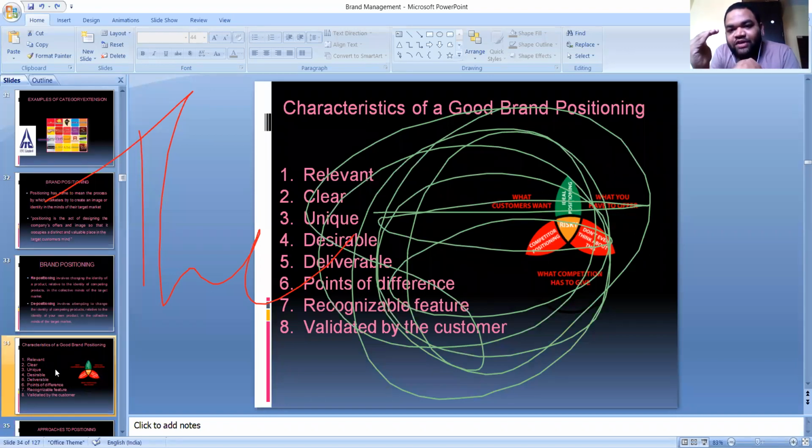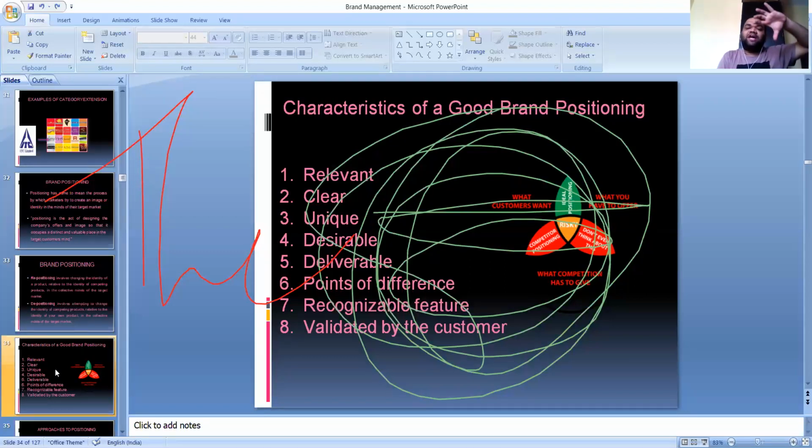And the next one is what you have to offer and what competition has to give. Don't even think about this one, because I have already said that while you are positioning in the market, what customers want is very important. If you ignore that, then what you have to offer and what competition has to give is a waste. So don't ever think about these two areas.